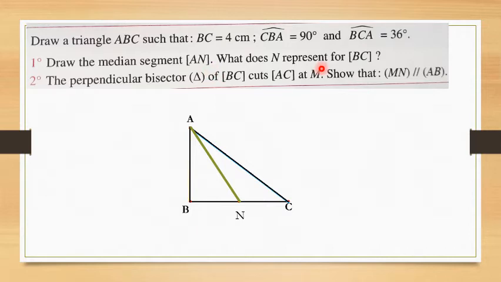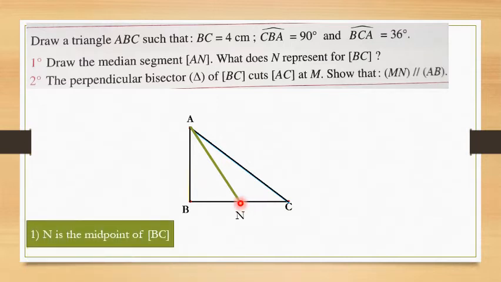Now, what does N represent for BC? Since AN is a median, and by definition it's issued from a vertex to the midpoint of the opposite side, N is the midpoint of segment BC, and we can now use that BN equals NC.